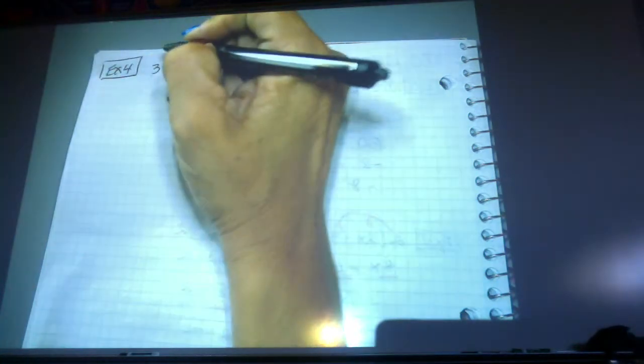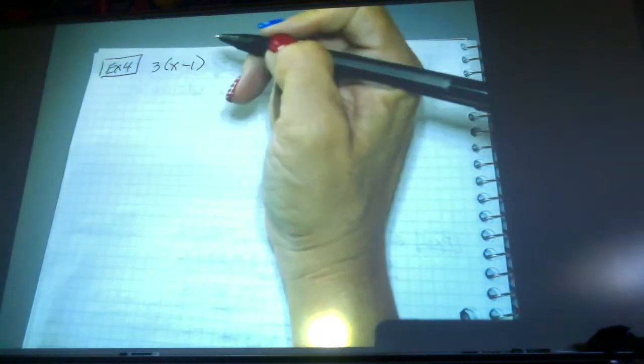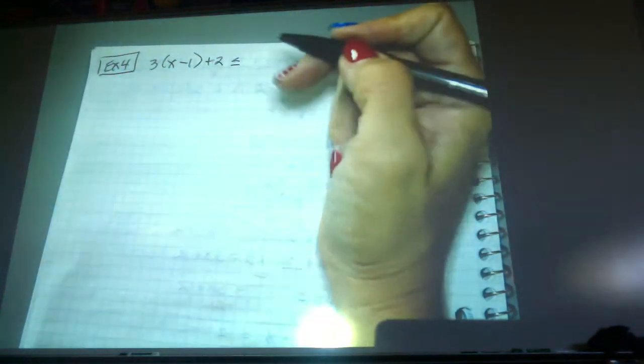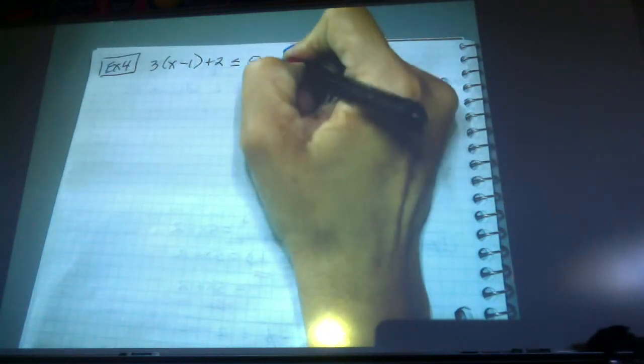Look at an inequality. They tend to have some issues. 3 parentheses, x minus 1, plus 2, less than or equal to 5x plus 6. So when you solve inequalities, it's exactly the same as solving an equality statement with the exception of one thing. Do you remember what that is? If you multiply or divide across the inequality by a negative. Not if when you multiply or divide you get a negative, but if you're actually multiplying or dividing by a negative, then you have to flip your sign.